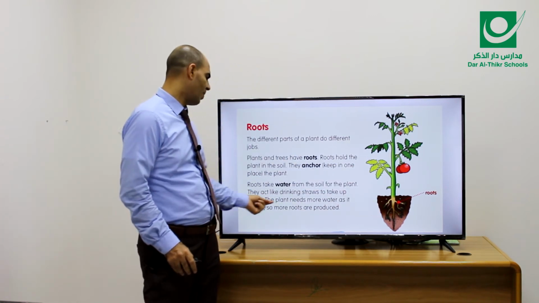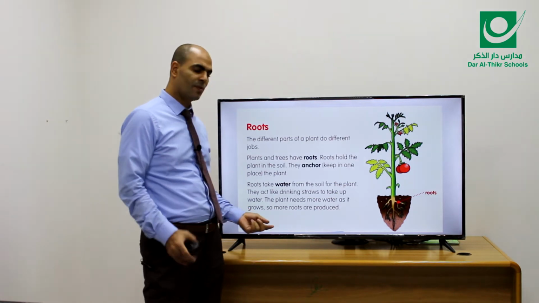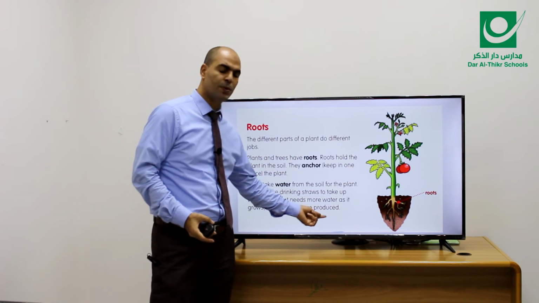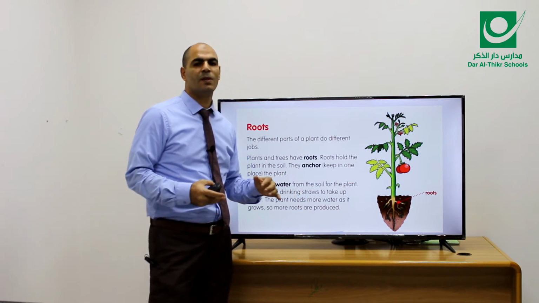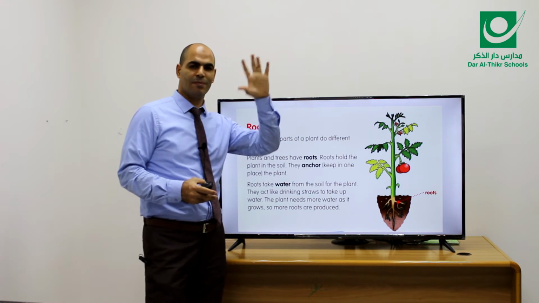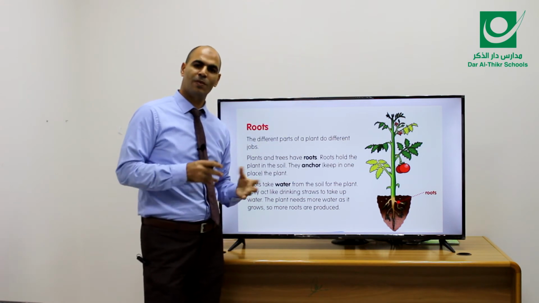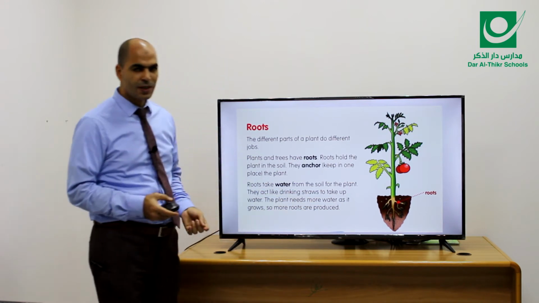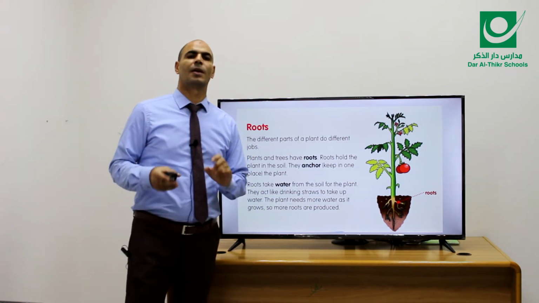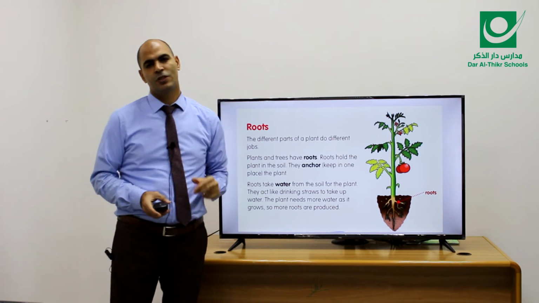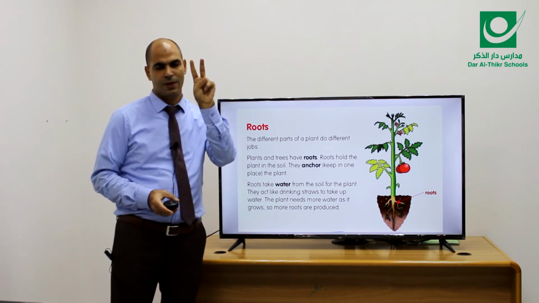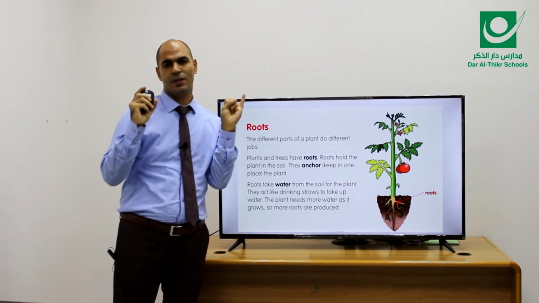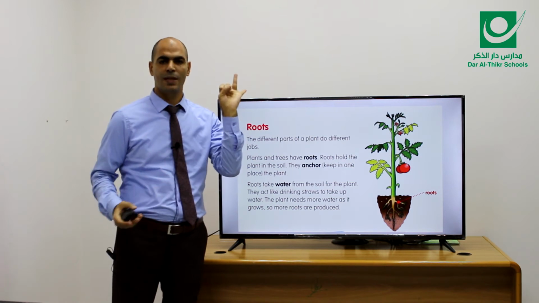They take up water. The plant needs more water as it grows. A bigger plant needs more water, so more roots are produced. The bigger the plant is, the more roots it needs, because it needs more water. So, simply put, the roots serve two functions or two jobs. Number one, they anchor the plant. Number two, they take up water.